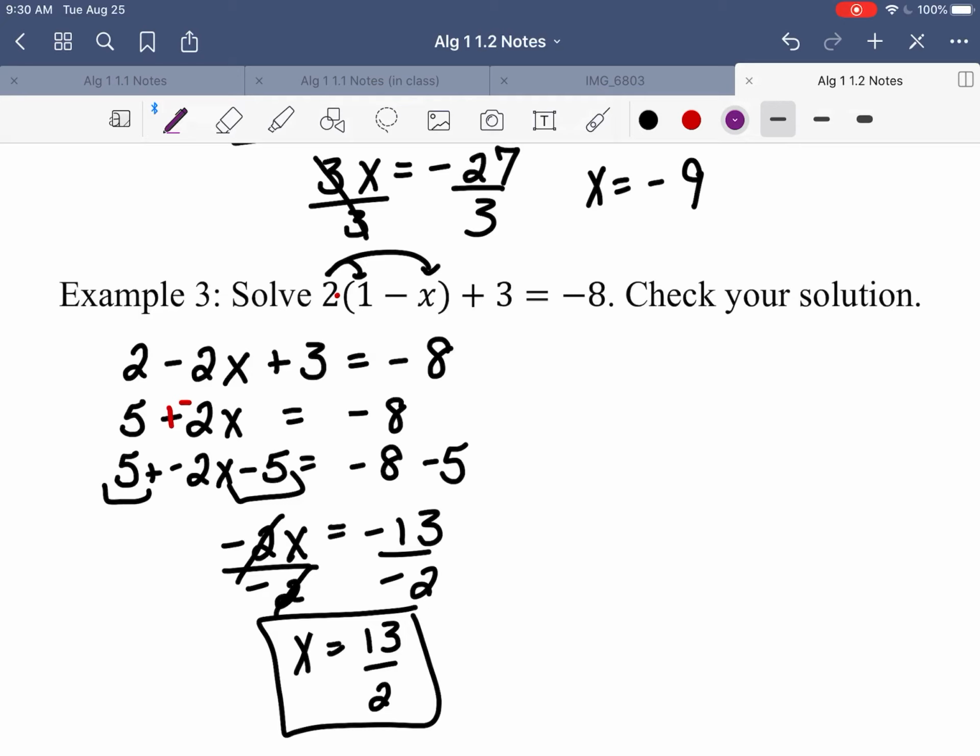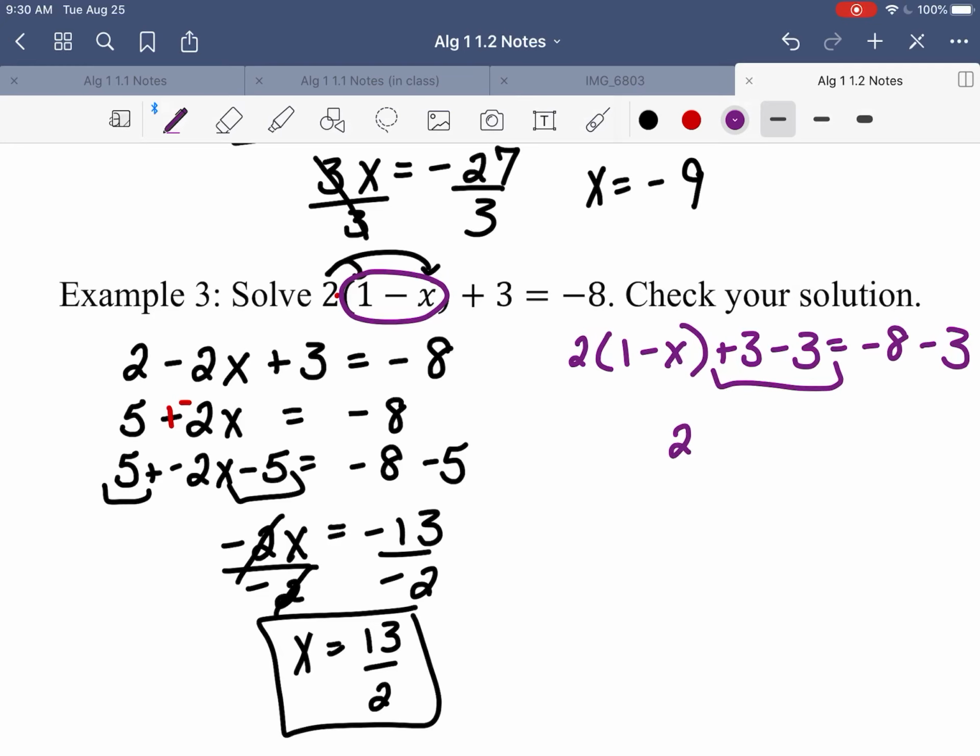Let's see, purple. Okay, one is to not do the distributing first. Undo it as I've got 2 times something plus 3, so I'm going to subtract 3 to both sides. So we're just going to leave this as is. I'm going to subtract 3 from both sides. So this plus 3 minus 3 give me 0. 2 times 1 minus x equals negative 8 minus 3 is what? Negative 11.